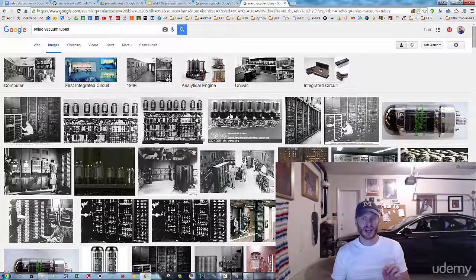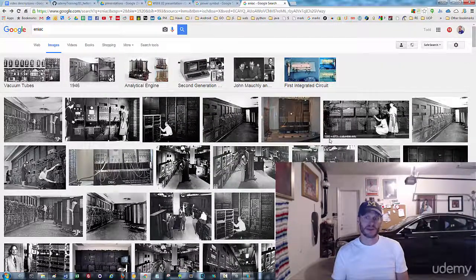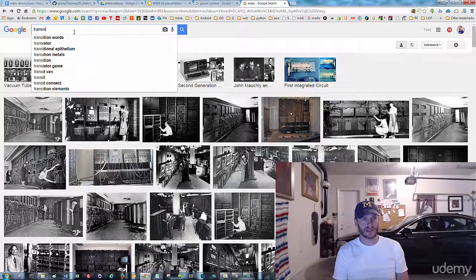And those could be checked. Is it in an on state or is it in an off state? The first computer, the ENIAC, had 18,000 vacuum tubes which could be checked in an on-off state. And then the second generation computers went from vacuum tubes to transistors.